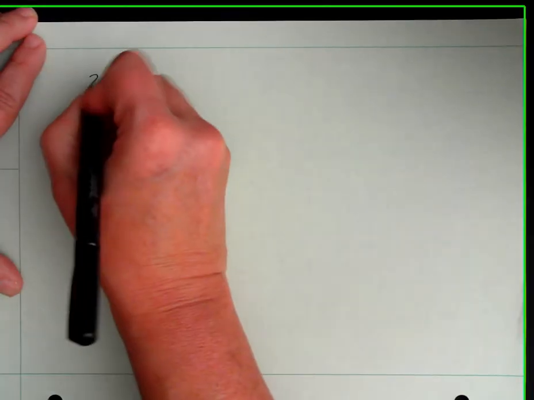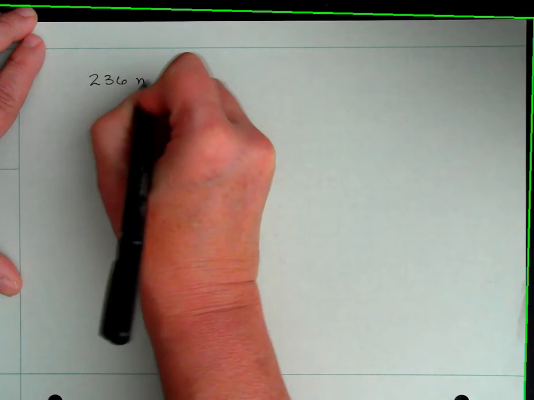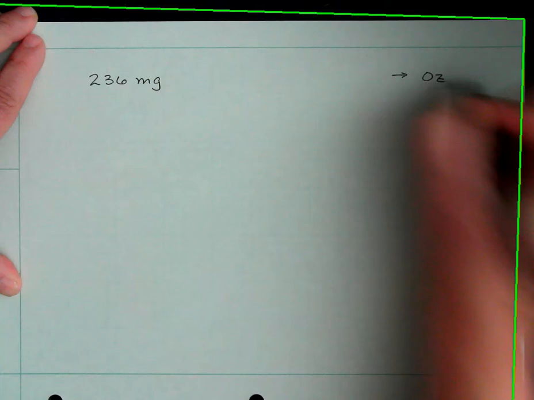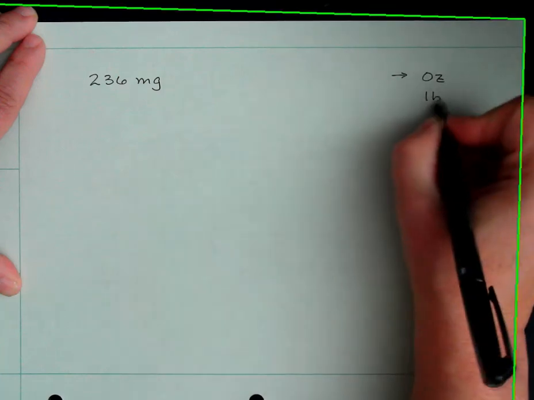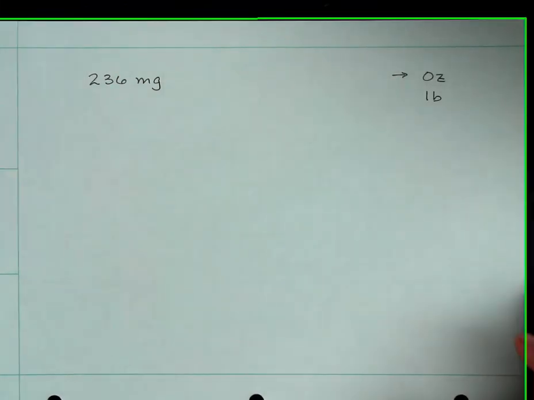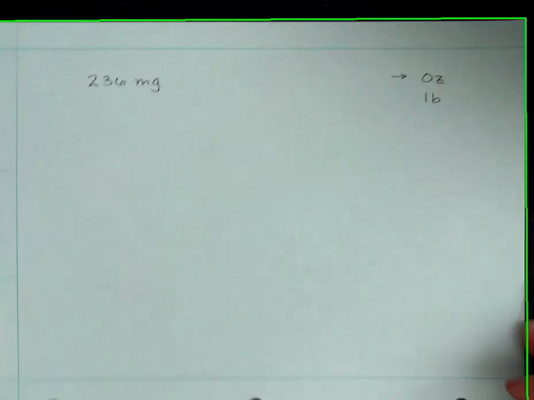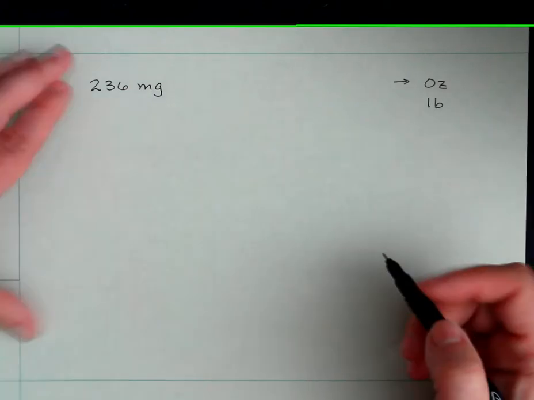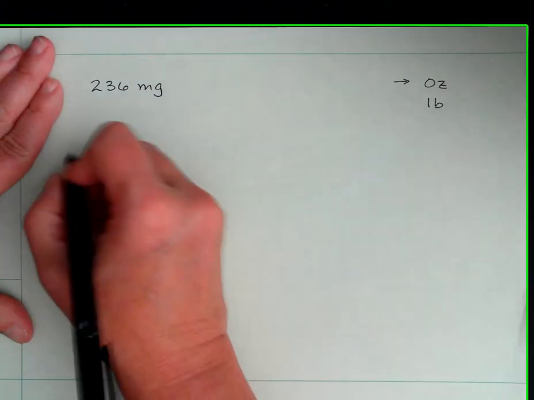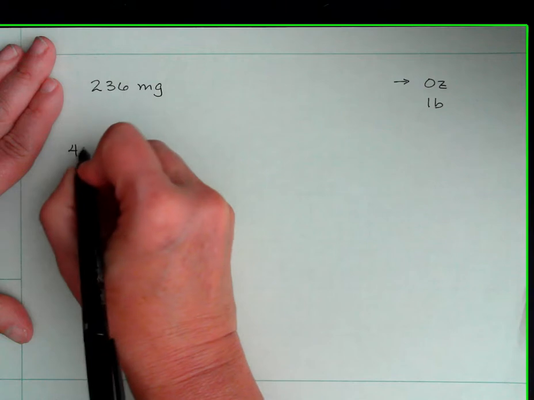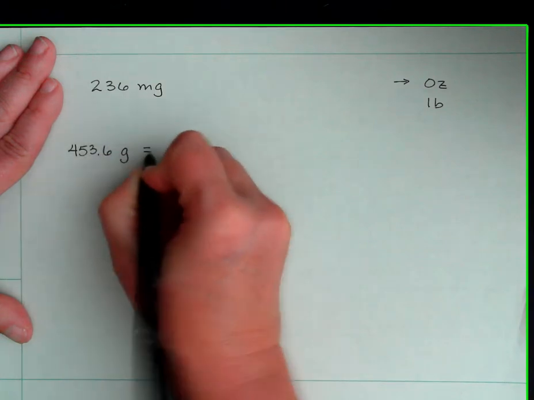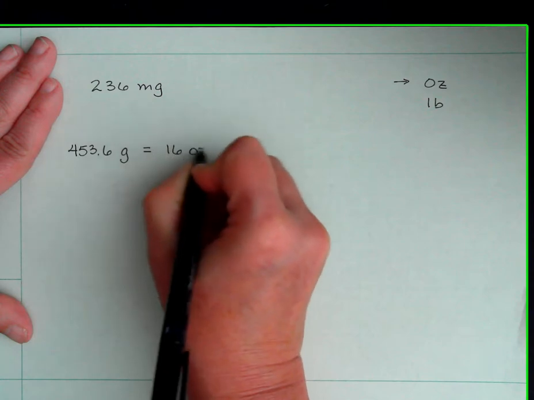So I'm going to start with 236 milligrams, and I ultimately want to put this into ounces, and I want to put it into pounds. So the first thing I'm going to do is go look up my conversion factors, or my problem may actually give me my conversion factors. And in this case, I'm going to get the fact that 453.6 grams is equal to 16 ounces.